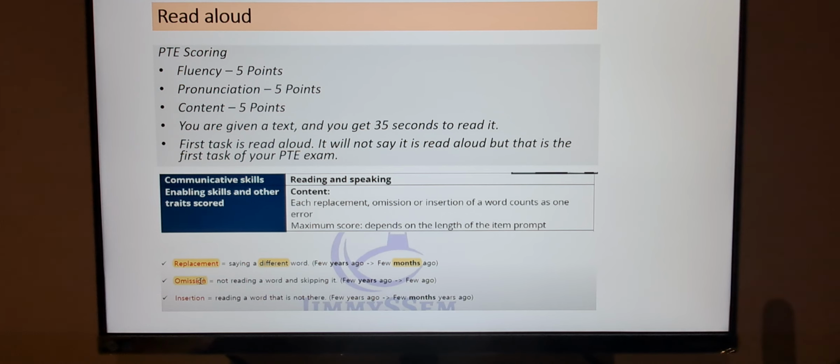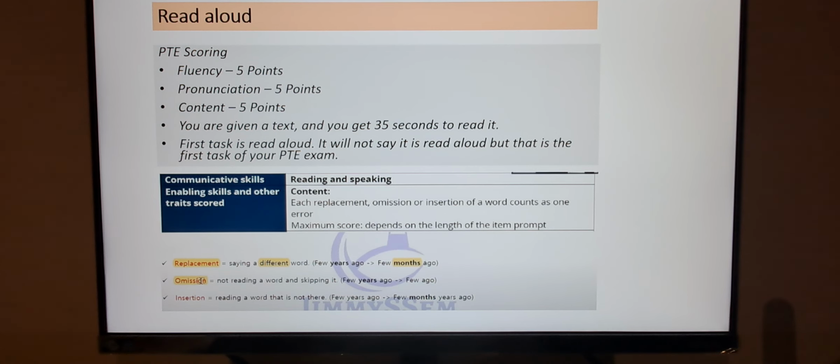The first task in your PTE exam will be read aloud. You always start with speaking, so read aloud will be your first module in PTE. It will not say read aloud, it will just start that section. So be mindful, for those who are giving PTE for the first time, read aloud is the first section you are going to give during the PTE examination.